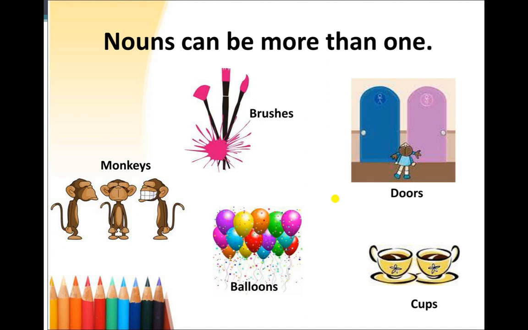Then there at the corner we can see a girl of your age is looking at 2 doors. Again, there is more than one number of doors, right? Just like doors and monkeys, cups, brushes, pencils and balloons are plural nouns too. I hope it is clear to you what are singular nouns and what are plural nouns. If the number of noun is 1, then it is a singular noun, okay? And if the number of noun is more than 1, be it 2, 3, 4 or even 100,000, it will be plural.